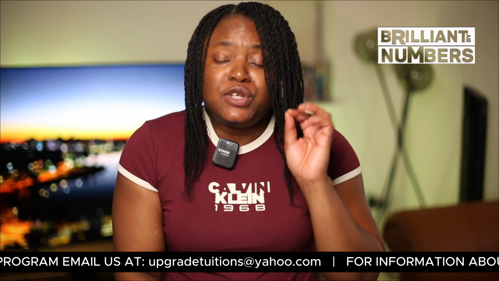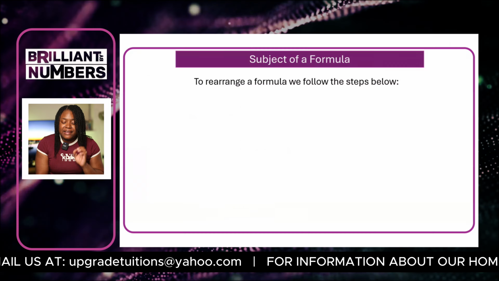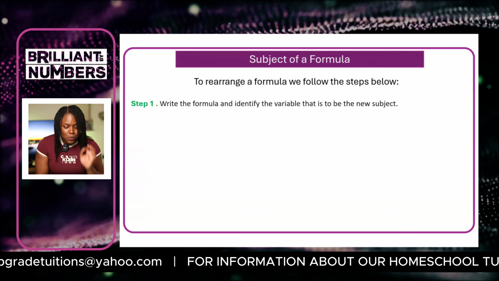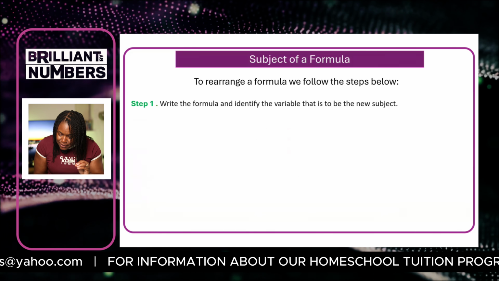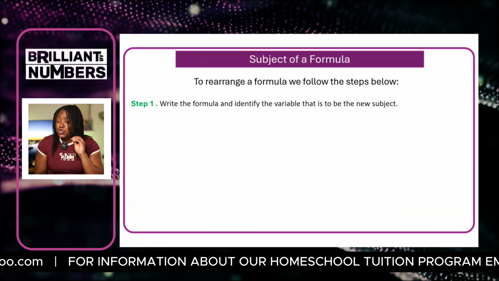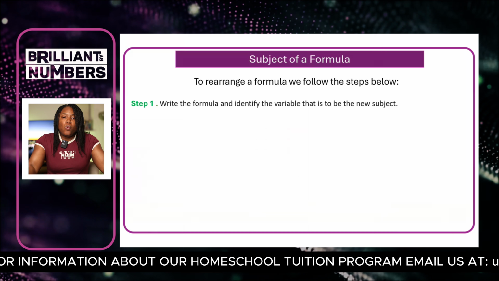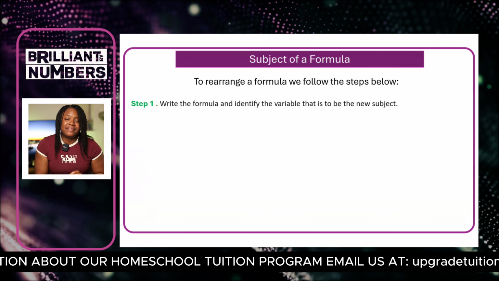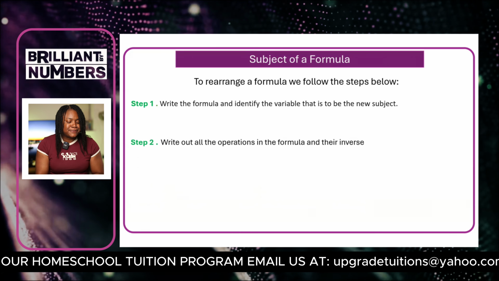Now, the subject of a formula. You need to make sure you have your pen ready to write this down. So to rearrange a formula, here are the steps that we need to follow. Step 1, write the formula and identify the variable that is to be the new subject of the formula. So you will always be told what variable you should make the subject. So you're going to identify that new variable that you want to be the subject of the formula.